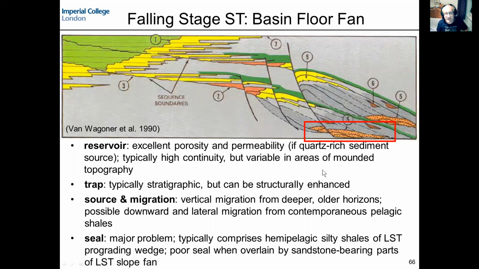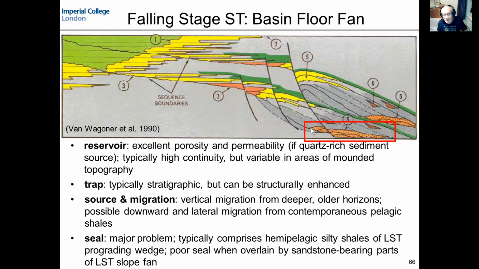Okay, the source rocks here. Well, we're really relying on a source and the migration from a deeper stratigraphic level. The condensed shales in the dark green in here have the potential to be source rocks that would require lateral migration. More commonly, migration is from an underlying older source. Probably the biggest issue here is with the seal.